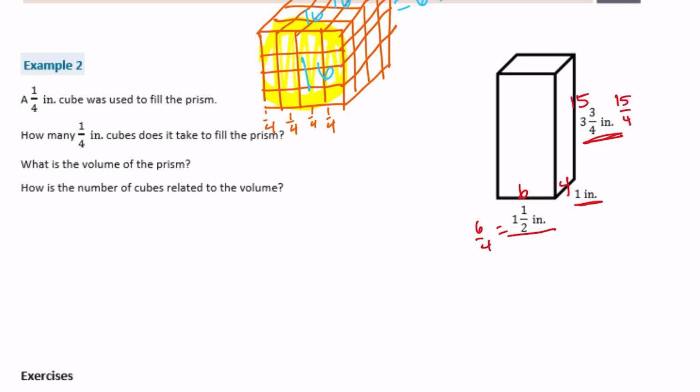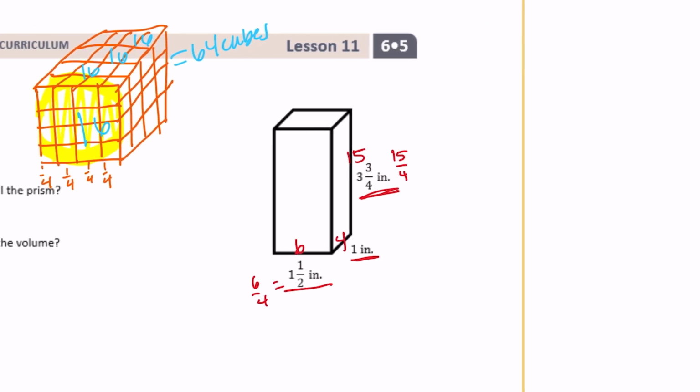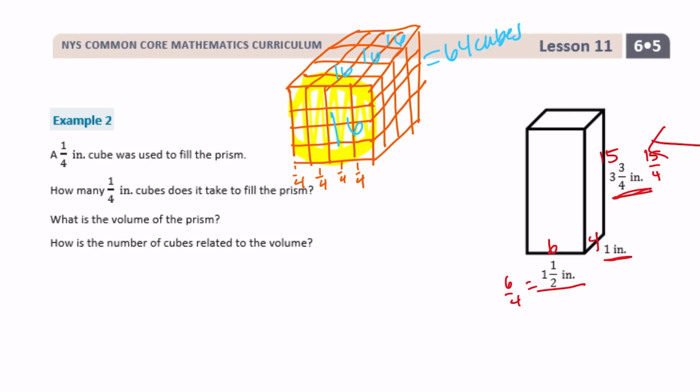So we can do 6 times 4 times 15, and let's see what we get. 4 times 15 is 60, and 6 times 60 is 360. So we would be able to fit 360 cubes in the prism. I hope that made sense.